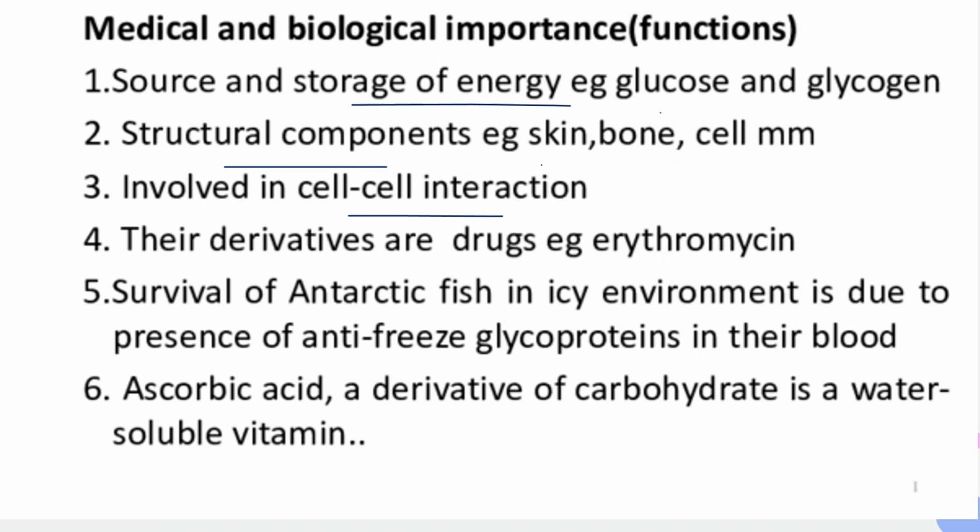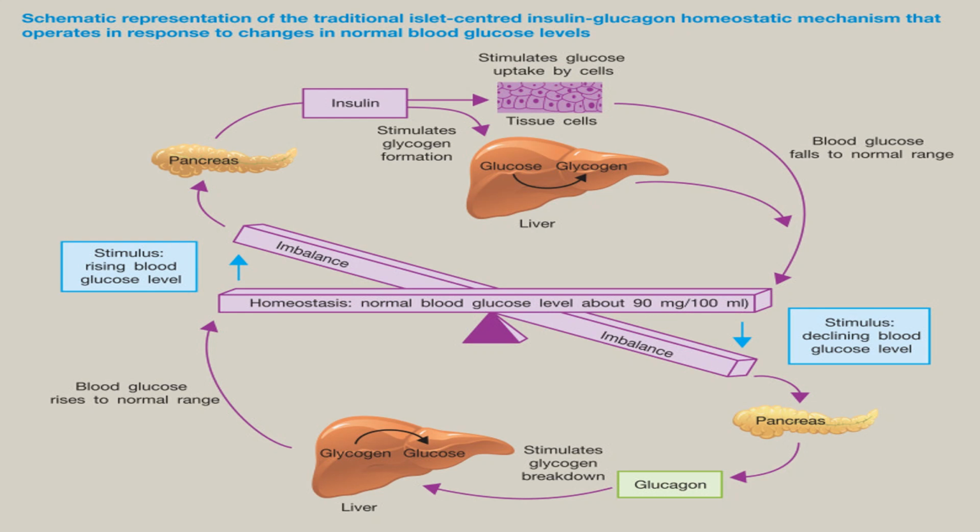Ascorbic acid, which is also a derivative of carbohydrate, is a water-soluble vitamin. So other than that, a number of other fats or other biomolecules also we get from the carbohydrate only. These carbohydrates or this glucose in our body are going to be maintained at a sufficient level or at a particular range by a number of hormones and other systems we are having. One of the important regulations is through hormones, that is called hormonal regulation.